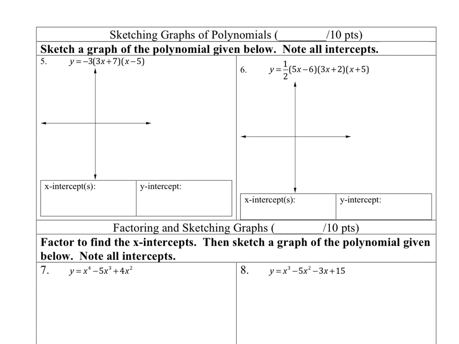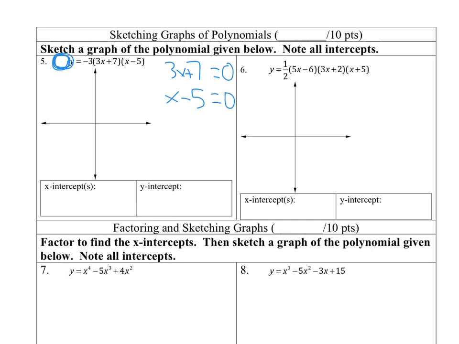So, this one is already factored for me, so I need to find the x-intercepts. To find the x-intercepts, I make y equal to 0. So if y is 0, then I write 3x plus 7 equals 0, and x minus 5 equals 0, and I solve both of those.